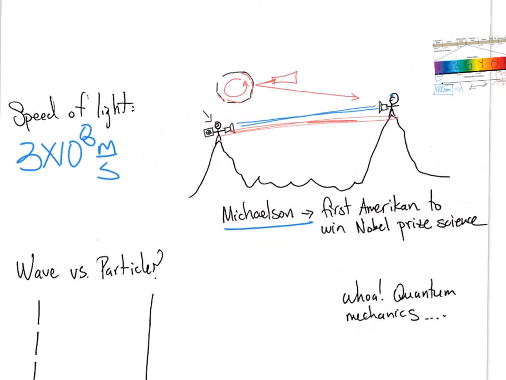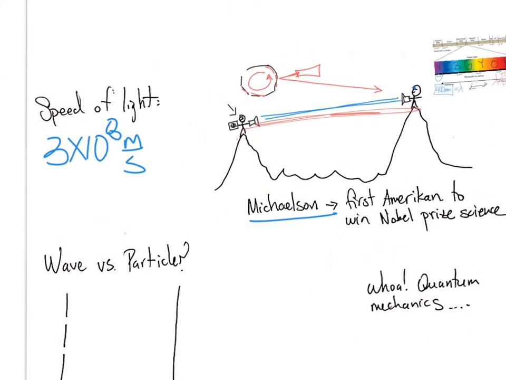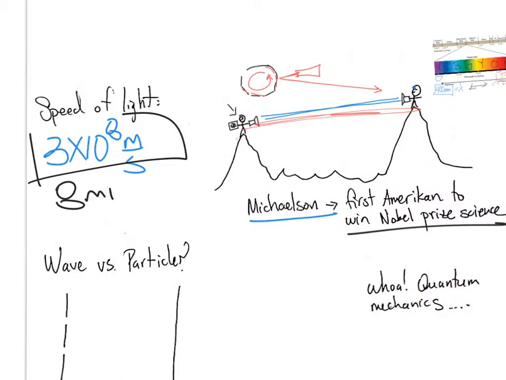For a long time, people thought it was infinite or instantaneous, and so he was the first American to win the Nobel Prize in science. Good for him. Okay, so anyway, light is very fast. It takes about 8 minutes for light to get from the sun to us.